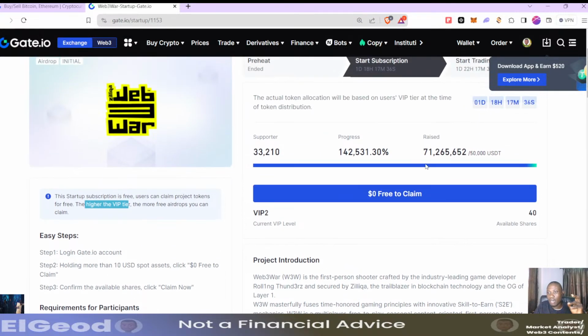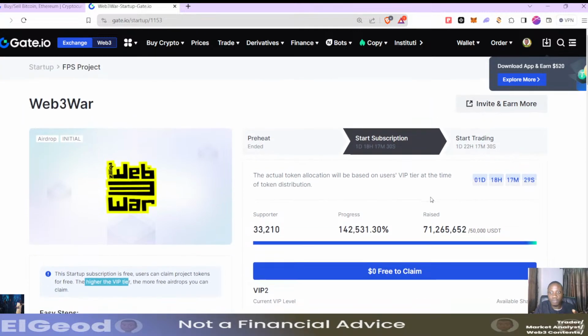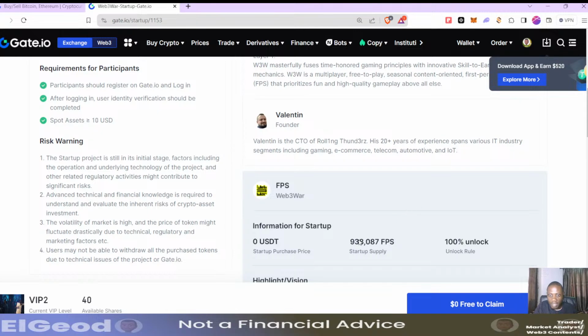Now, this is it. I'm having available 40 shares to claim of this, or how many tokens are available for airdrop. For airdrops there are 938,000 FPS tokens, right? And it's interesting to make mention of this fact.